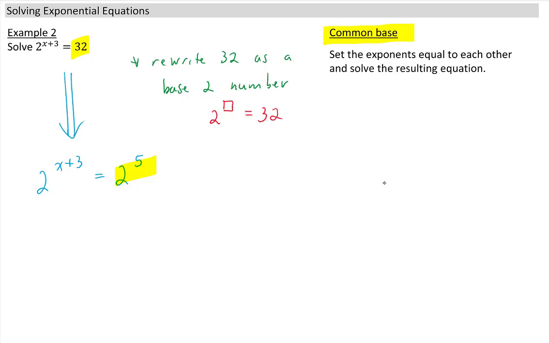Now that we have the same base, we can equate the exponents. So we could drop these bases, and what we have left is x plus 3 equals 5. And our last step is to solve for x. So to solve for x, I have an x plus 3, so the opposite operation is to minus 3 from both sides. And I get that x is equal to 2. So this is the x value that'll make the original equation true.